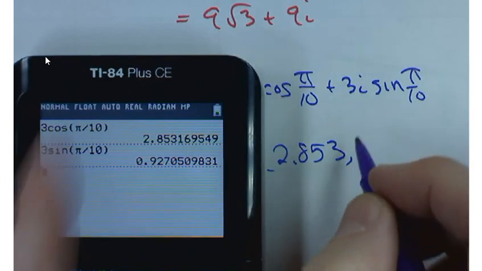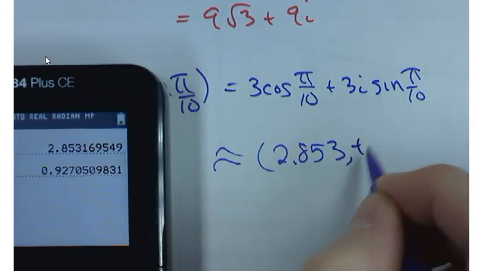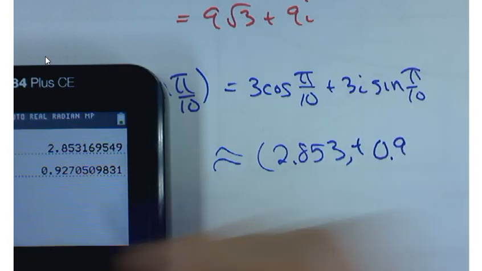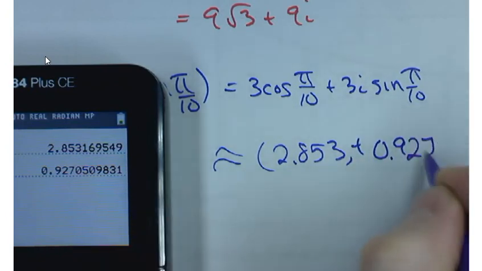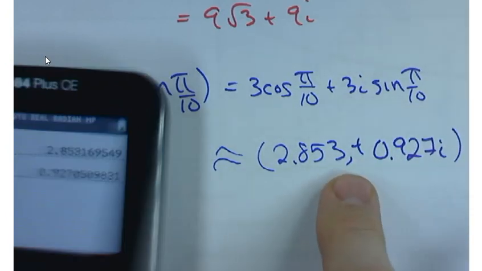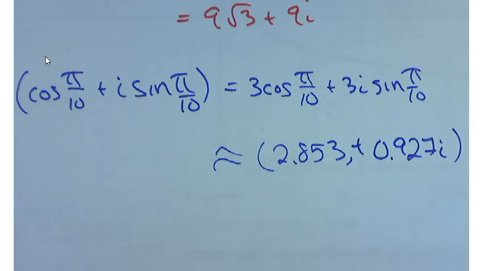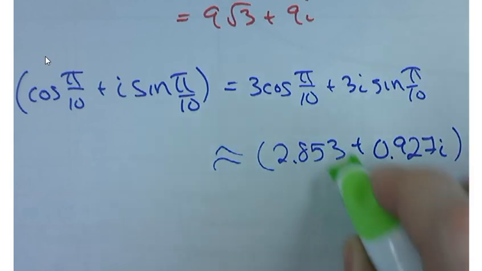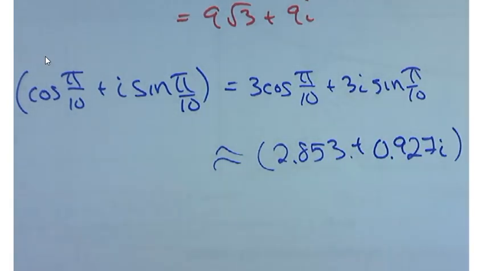And actually, not like that. I'll do it like this. Plus 0.927 times I. Don't forget the I, because this is a complex number. For a second, I was going to write it as an ordered pair, but it's not an ordered pair.